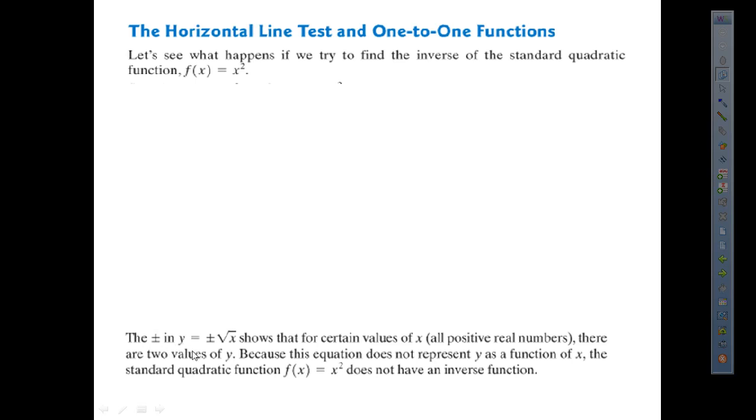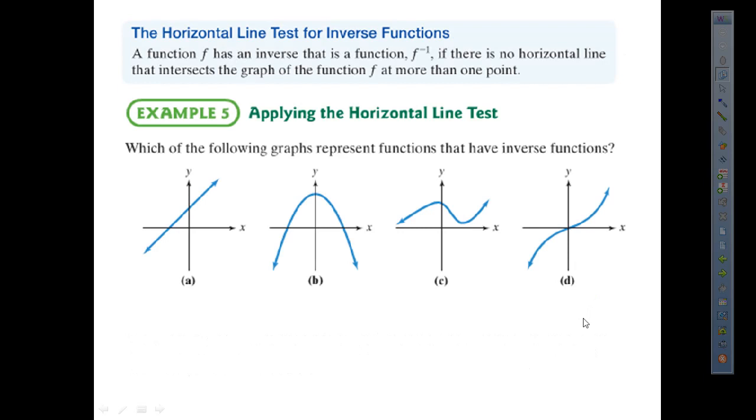So the plus or minus in the y equals plus or minus square root of x shows that for certain values of x, all positive real numbers, in other words, there are two values of y. Because this equation does not represent y as a function of x, the standard quadratic function f of x equals x squared does not have an inverse function unless we limit it. But we're not talking about that right now. All right, so that brings us to the horizontal line test for inverse functions. Remember, with an inverse, the x's and the y's just swap places.